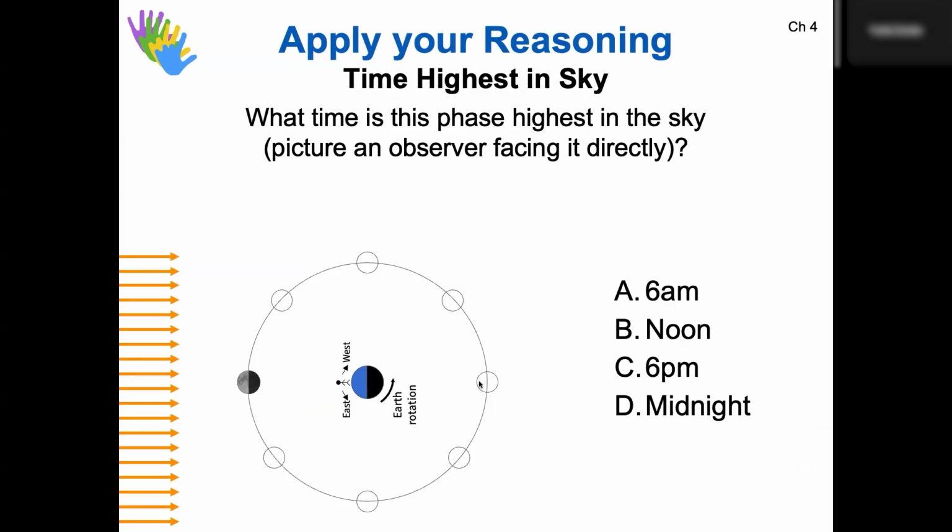Here's another question for you. At what time of day is this phase then going to be the highest in the sky? If you were an observer facing the new moon directly, what time of day do you think this happens? So your options are 6 a.m., noon, 6 p.m., or midnight. So let's see those cards again.